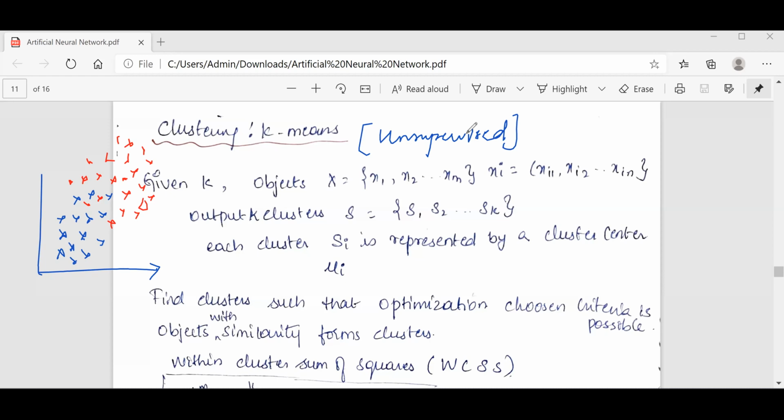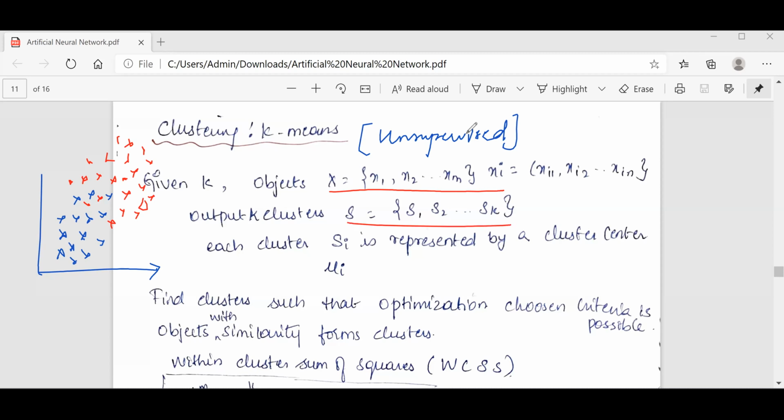Suppose I consider I have these objects, these are the data points that I have. X is equal to x1, x2, and so on up to xm, where each value of it lies between xi1, xi2, and so on up to xin. And I have some k clusters. These are the clusters that I want to come up with.